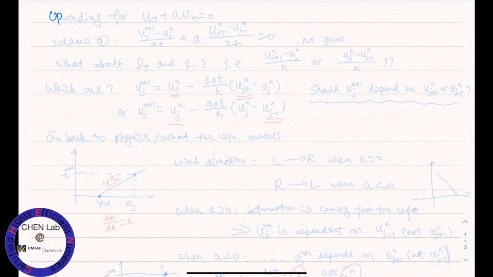This lecture is about upwinding for u_t + a u_x = 0. So we know that the scheme, if we discretize u_t by forward Euler and u_x by D_0, 2h, u_{j+1}^n - u_{j-1}^n = 0. That's no good.